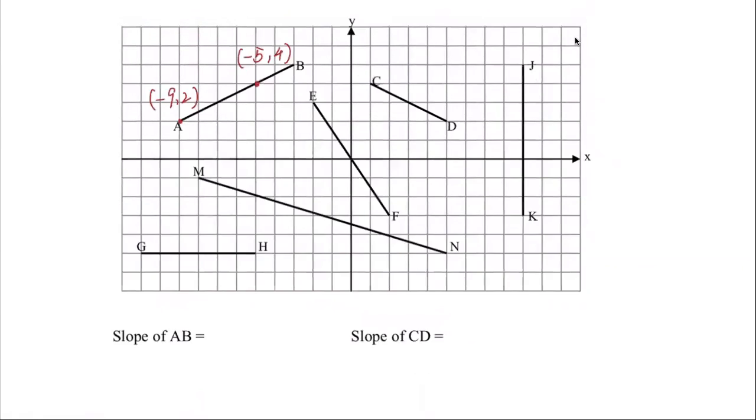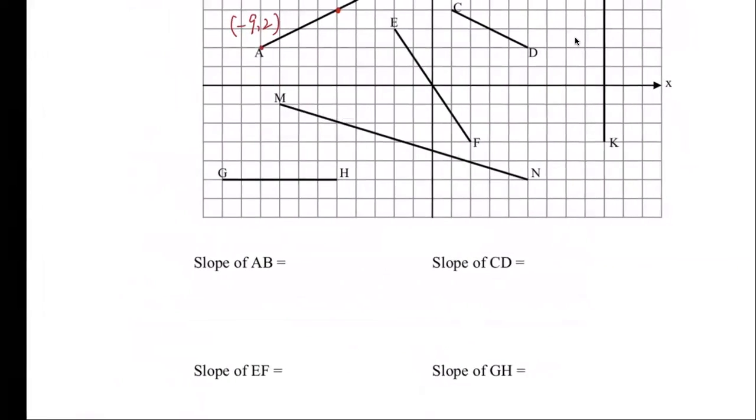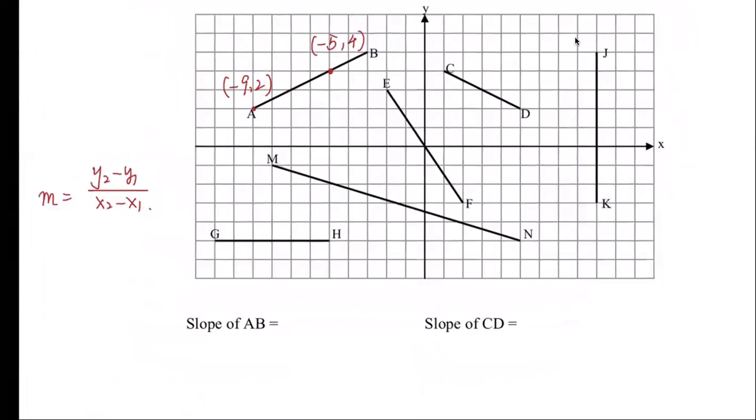So the slope of AB, let me write the slope formula here again. Slope is equal to y2 minus y1 over x2 minus x1. Okay, so slope of AB is equal to 2 minus 4 over minus 9 minus 5. Right, so be careful when you do the calculation. Pay attention to the minus sign.